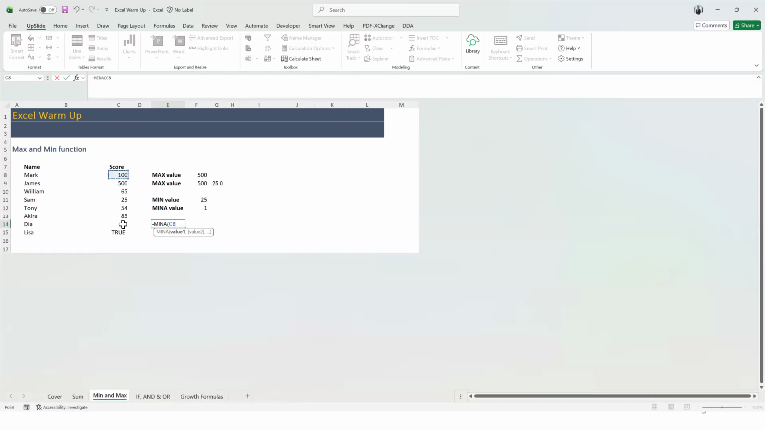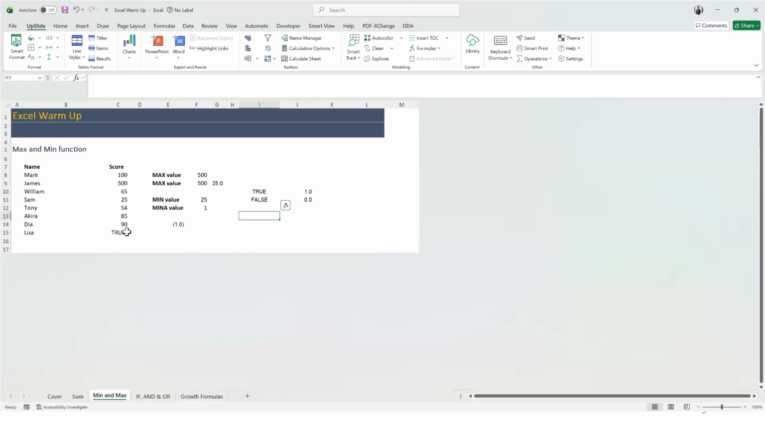So if I add everything here, including this TRUE, you see that my minimum will return 1 as opposed to 25. Who can tell me why my minimum is 1 and not 25? Anybody? Does anybody know why it's 1 and not 25? I would speculate that it's because of the TRUE. TRUE is 1 and FALSE is 0. Perfect. So in Excel, TRUE is 1 and FALSE is 0.